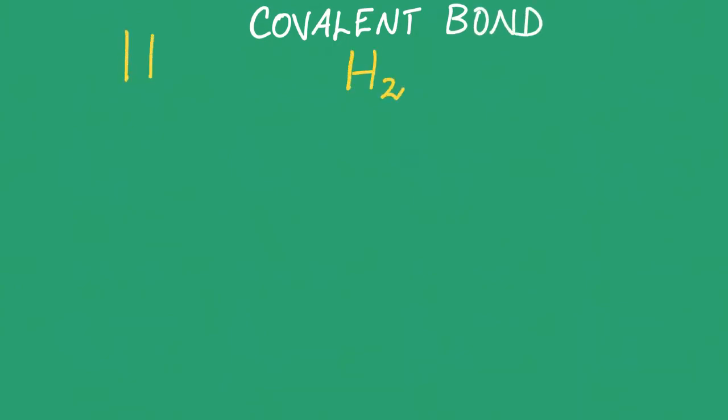Let's have a look at the formation of a covalent bond. A covalent bond is a strong bond and it is formed by sharing electrons between atoms. Let's take a look at hydrogen.